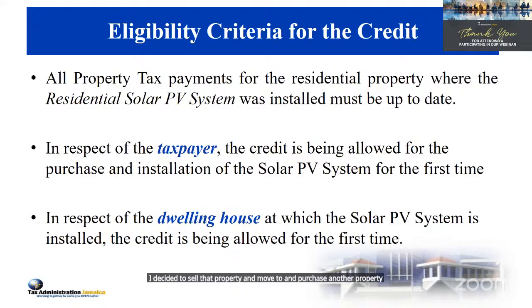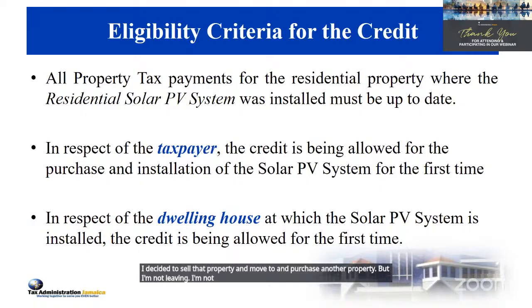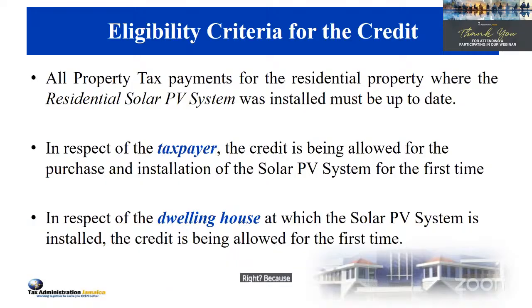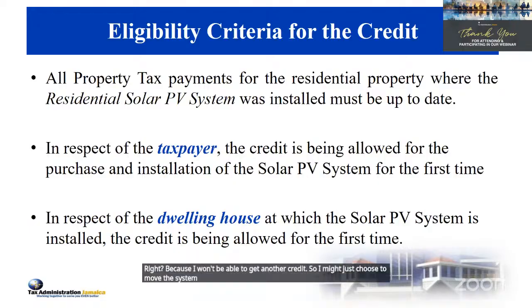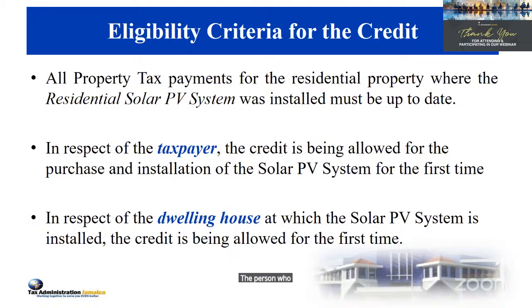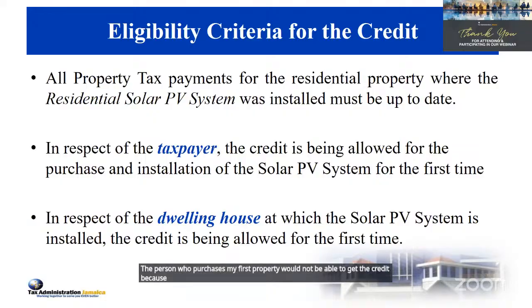But I'm not selling the system with my first property. I'm going to move it to my other house, right? Because I won't be able to get another credit, so I might just choose to move the system to that other property. The person who purchases my first property would not be able to get the credit because that address would have gotten the credit before. And this is what the legislation says at this point, that's what we're working with.